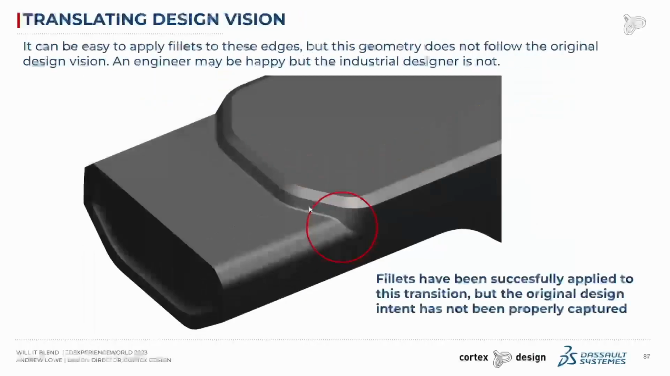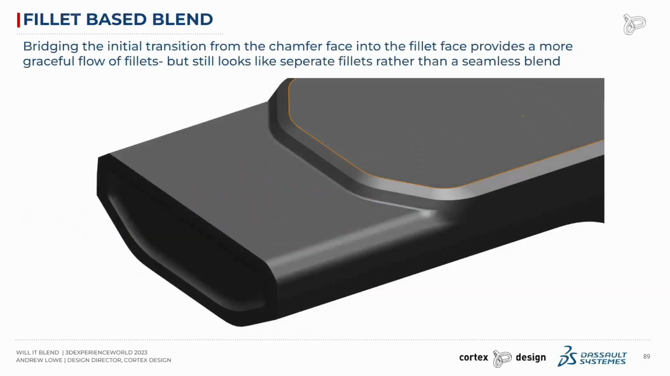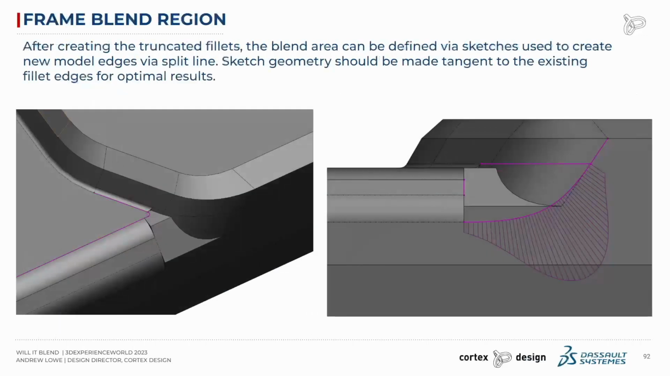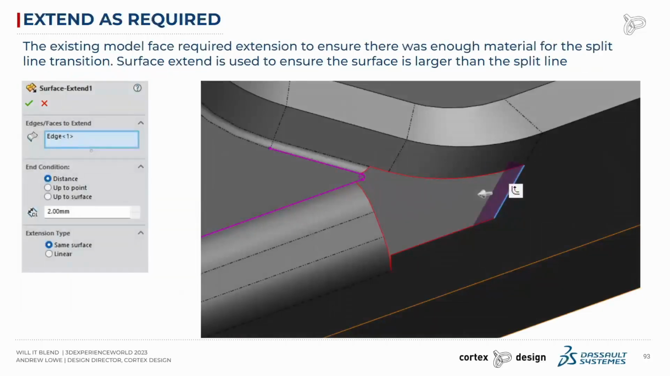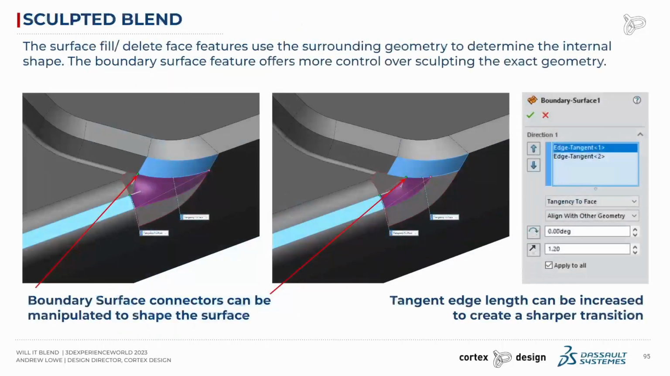So running through the examples, this is the problematic corner. I can successfully apply fillets, but I need to create this blend area. I'm doing that by splitting out the corner with the combine tool, the split tool, putting it back together with combine, isolating what that blend section looks like. If I do need to get that high fidelity, I can use surface extend to extend existing model edges. The surface fill gets me most of the way there, and then the most polished example is boundary surface to be able to complete that transition.